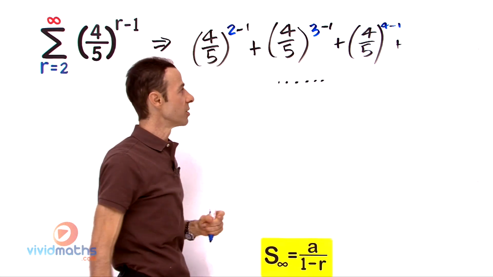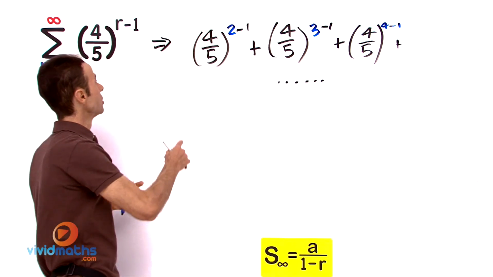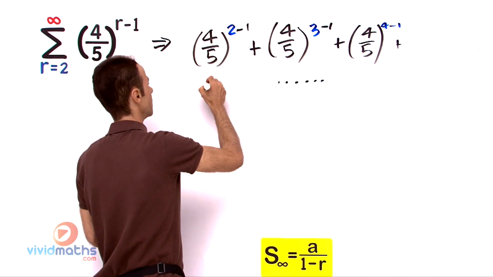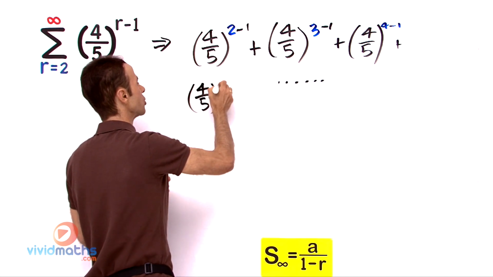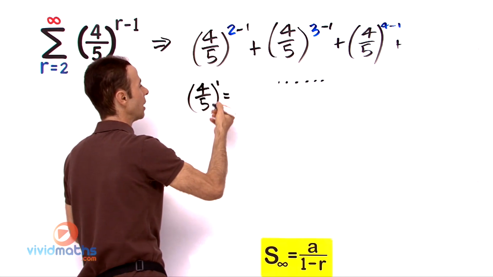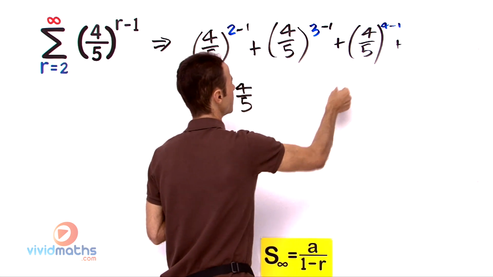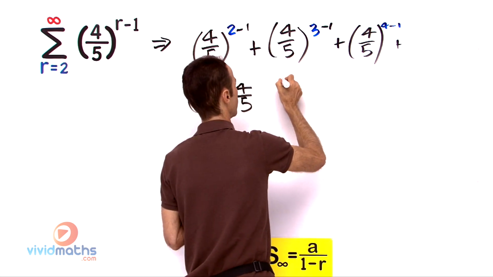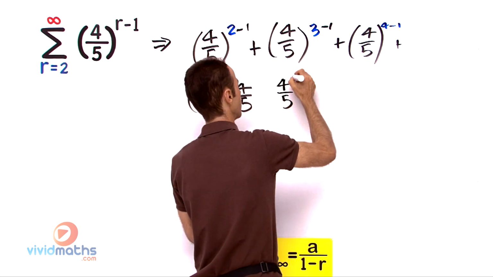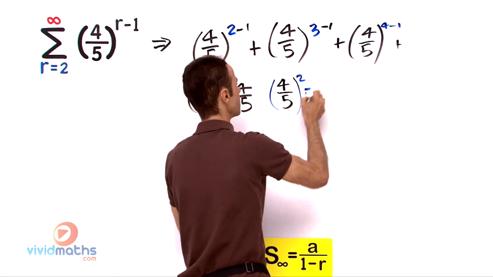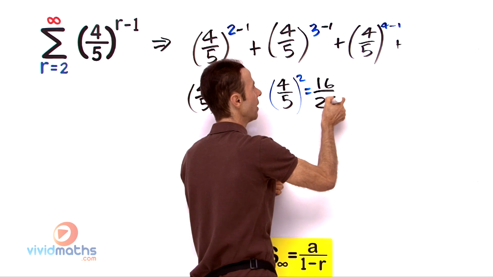Okay, so how are we going to do this? Well, we've got the series, but we want to fine tune this because we have powers on it. So the first one will be 4/5 to the power of 2 minus 1, which is 1. So that's going to give us a value of 4 over 5. The next one is 4 over 5 to the power of 3 minus 1, which is 2. So that's going to be the power of 2, and that's going to give us 4 squared, that's 16 all over 25.